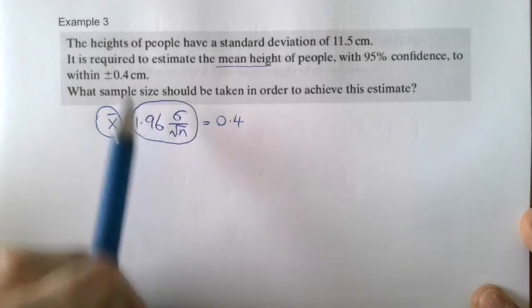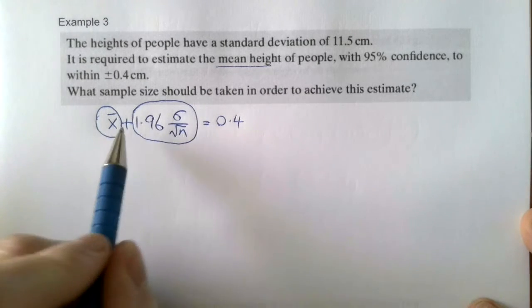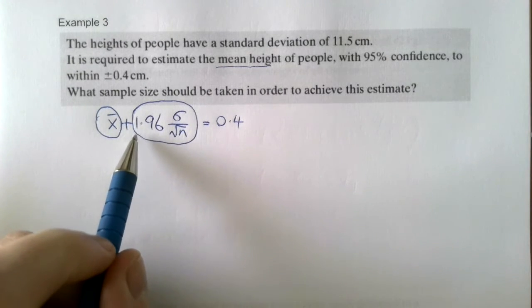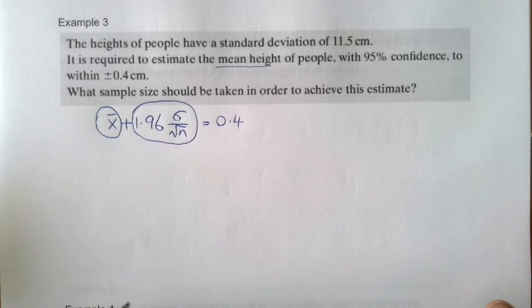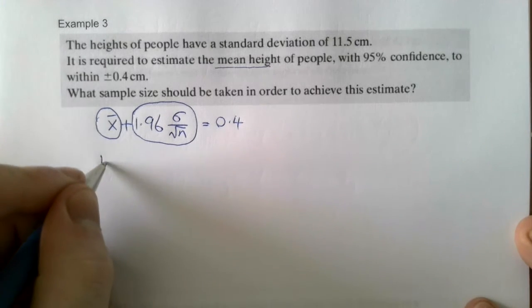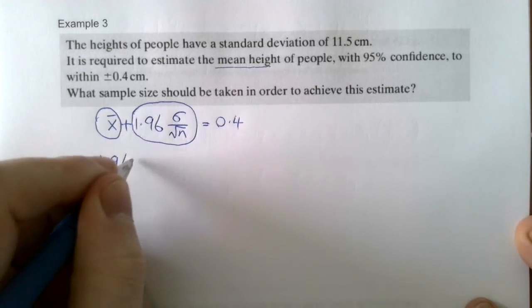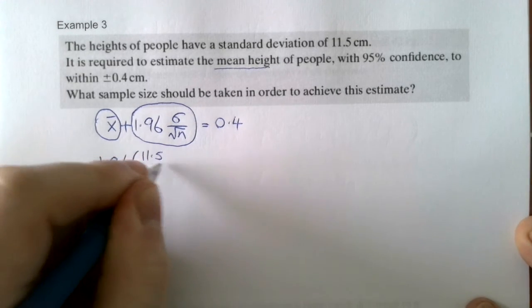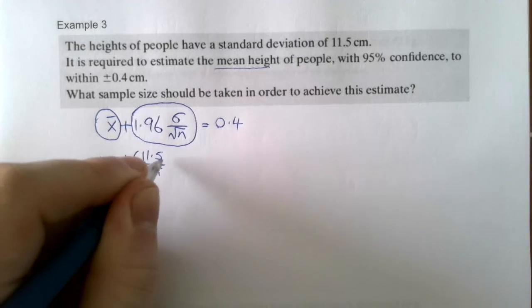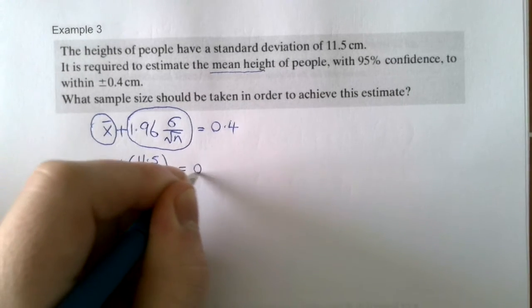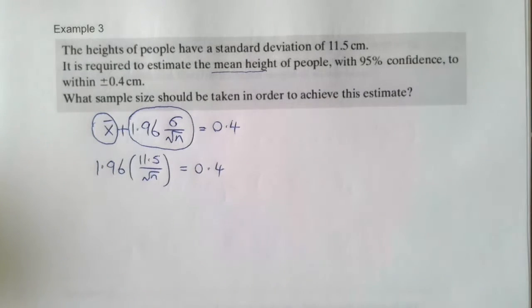Okay, we want to make sure that this part is going to be equal to 0.4. You would have 0.4 on one side and then the one with the minus on it as well. It is a difference of minus 0.4. Okay, so we only need to worry about one of them. So we're going to get our 1.96. Standard deviation we know is 11.5, and that is going to be equal to the square root of n, because n is what we're actually looking for here.